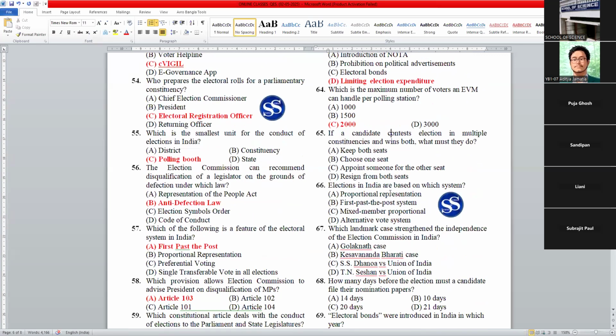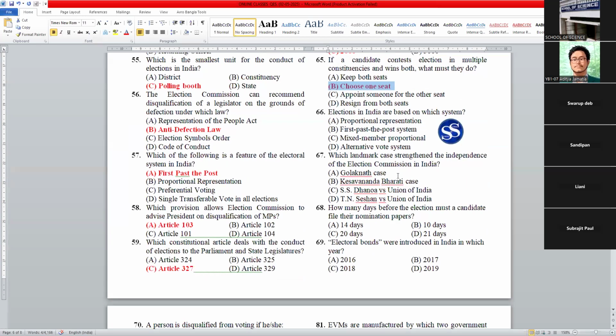Question number 65. If a candidate contests election in multiple constituencies and wins both, what must they do? Choose one seat. Very good. According to the Representation of People Act 1951, if a candidate contests elections in multiple constituencies and wins in all, they are required to choose one seat. The candidate must then resign from the other seat or seats. This ensures that the candidate does not hold more than one seat in the legislature at a time.